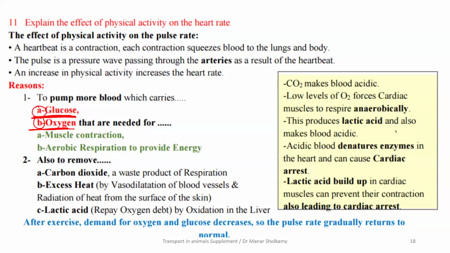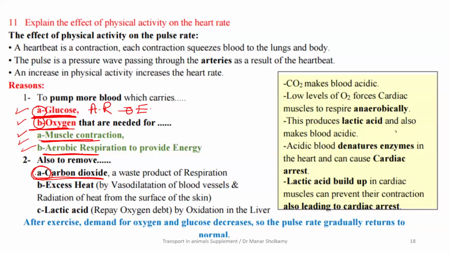And glucose and oxygen are needed for aerobic respiration to provide energy. And the glucose is needed for muscle contraction and aerobic respiration. So this mentioned, this is half the grade. Also, the blood will remove waste products. It will remove carbon dioxide because it's very toxic.